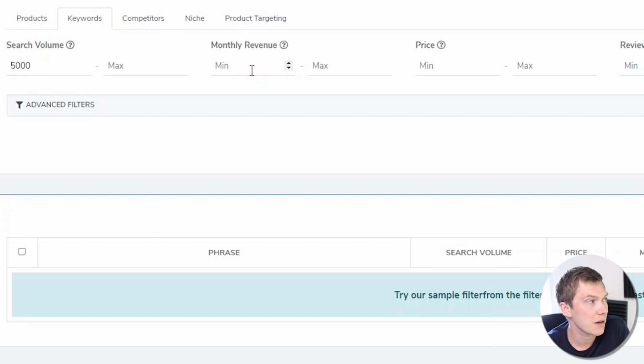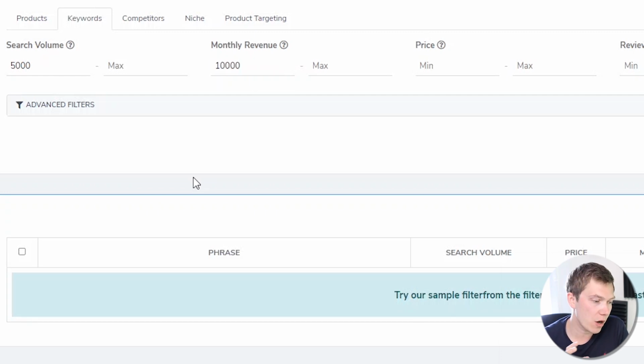And next we want to select monthly revenue. So we want to be shown keywords that are being used at least 5,000 times per month and are associated with products that generate a minimum of $10,000 per month.